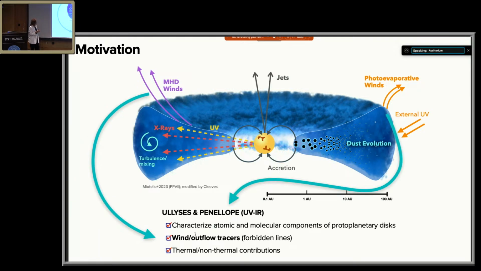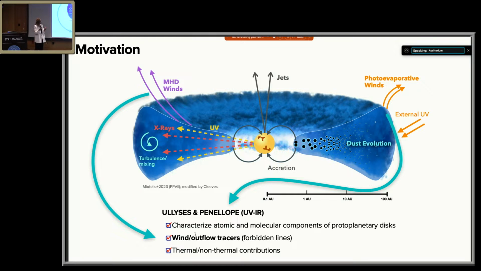But I believe that one of the game changers in this ULLYSES sample is how that connects with other surveys, like for instance the PENELOPE survey, which is a continuous or almost simultaneous observation that also goes from the optical and from the infrared.